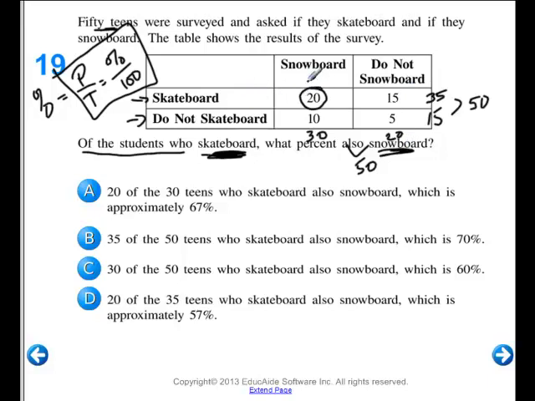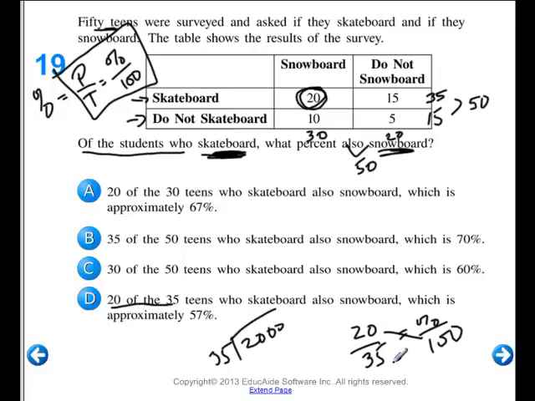So here, skateboard and snowboard is our 20 who do both out of the 35 altogether. And so that would be right here, 20 out of 35. If we were to actually do a percent, it would look like this. 20 out of 35, that's my part over total, equals my percent out of 100. If I want to solve this, I'd multiply here, so that'd be 2,000, and I would divide by 35 to get this number. So that in the end would be about 175 and about 7. So that's our 57% in case they didn't give it to us. So the answer is D.